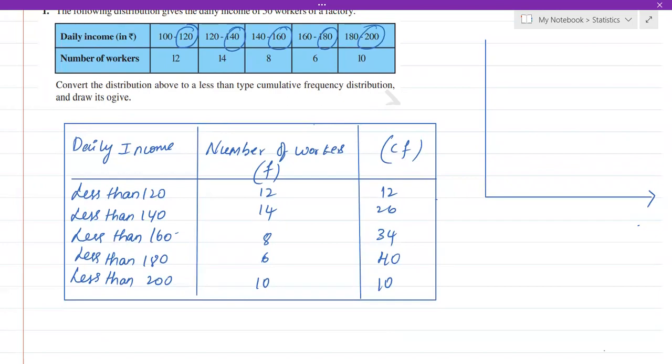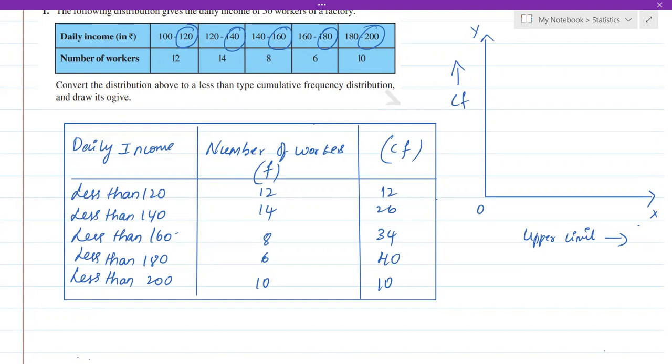So this will be our y and this will be our x. Now we have to take the scale for the x-axis and y-axis. Remember, in the x-axis it is the upper limit, and in the y-axis it is CF, cumulative frequency, and this is the origin. In the x-axis we are going to take upper limits. The difference between each is 20, so let's take one box as 20 units.